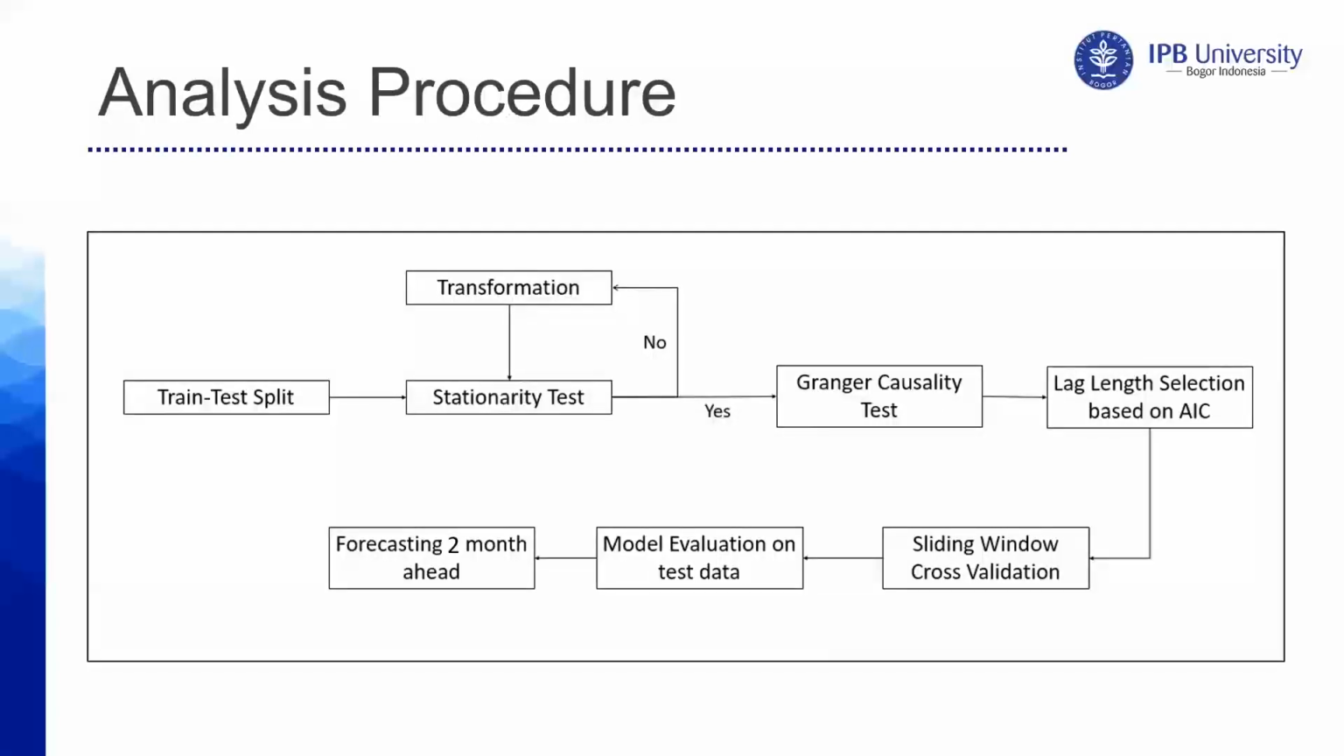After the lag length is obtained, then there will be cross-validation with the sliding window method. Next, model evaluation on the test data to assess how well the model performed on an unseen set of data. The final step is to forecast the stock price of the 5 companies for a 2 months period ahead.